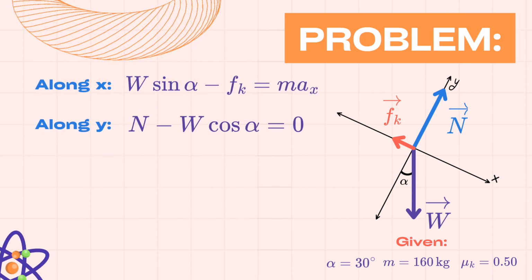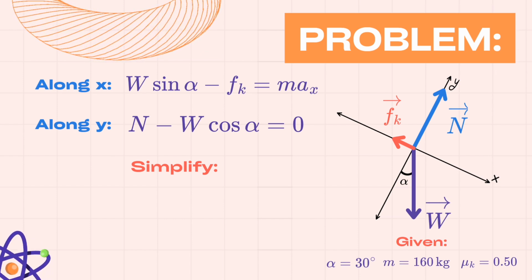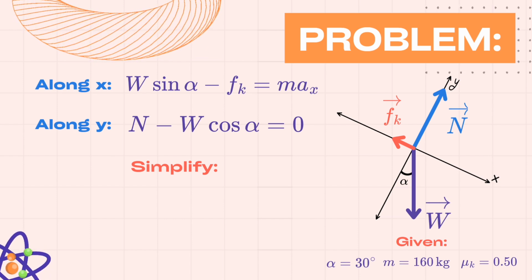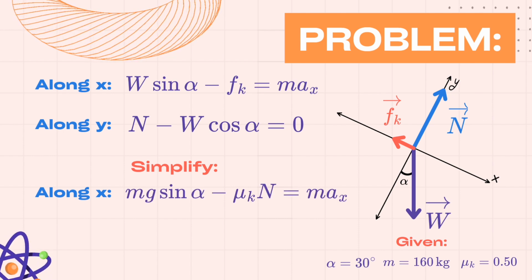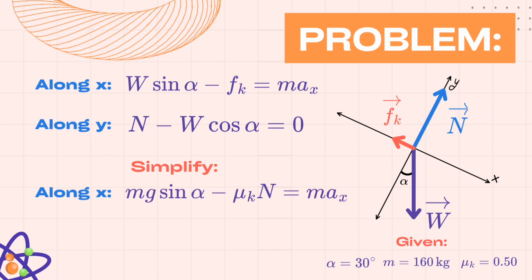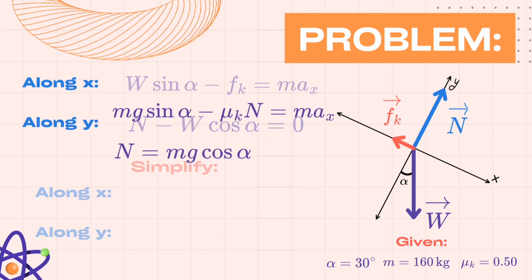But recall that we can actually simplify this further by setting W equals mg and F_k equals mu_k N, so that along the x, we get mg sine alpha minus mu_k N equals m a_x, and along the y, we get N equals mg cosine alpha.